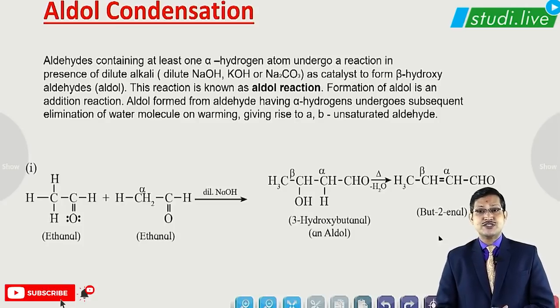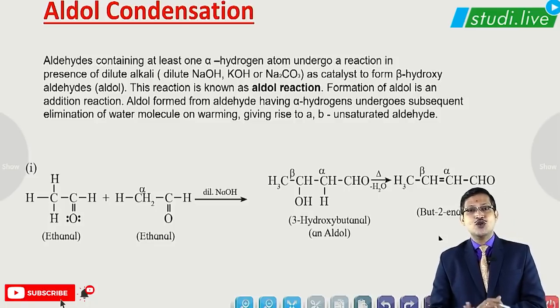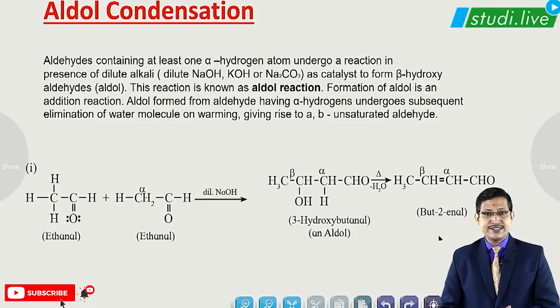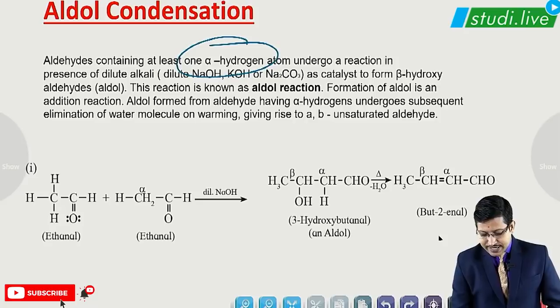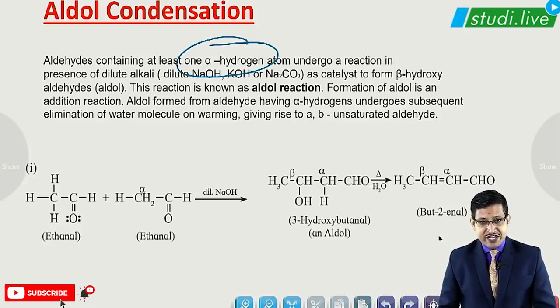The next reaction and the heart of the chapter of aldehydes, ketones and carboxylic acids, you have the aldol condensation. Now, what is aldol condensation? Yes, it is the condensation of aldehydes and ketones which contain at least one alpha hydrogen atom. So very, very important word. For aldol condensation to take place, alpha hydrogen atom is necessary.